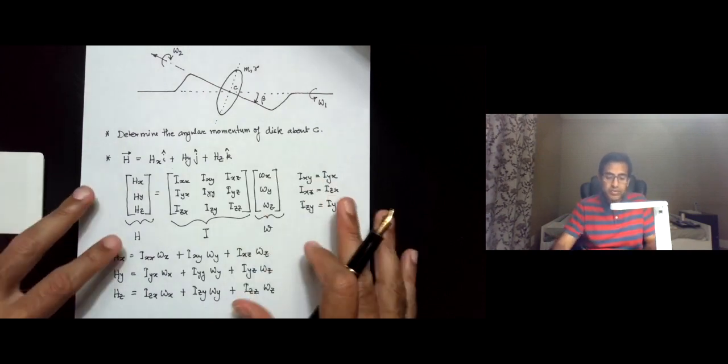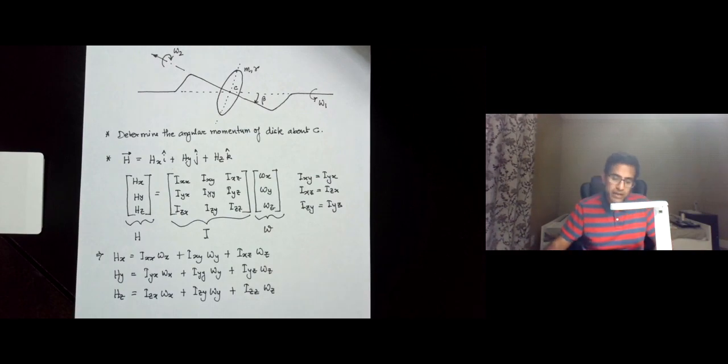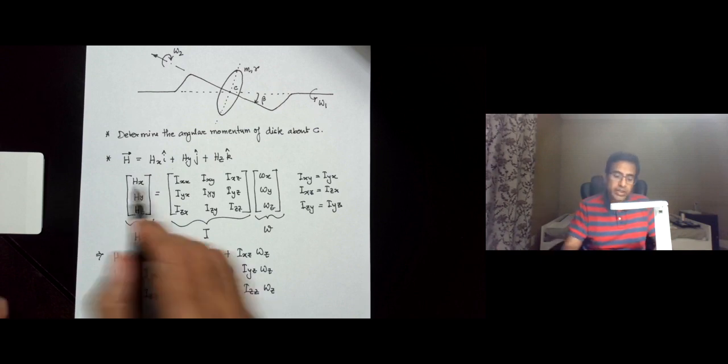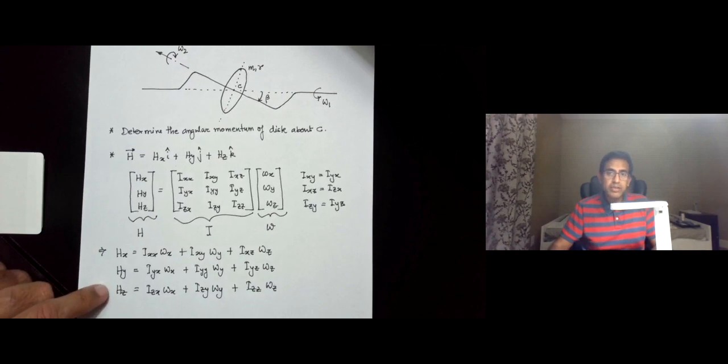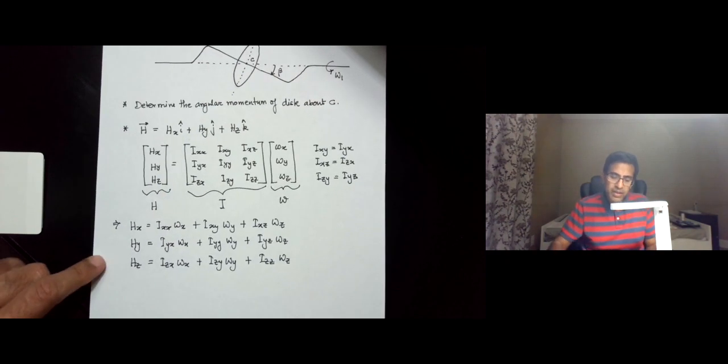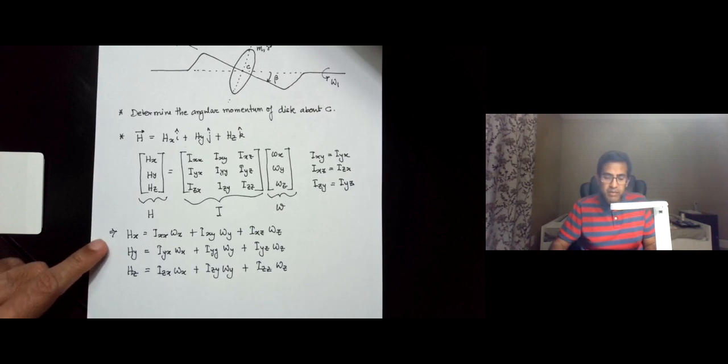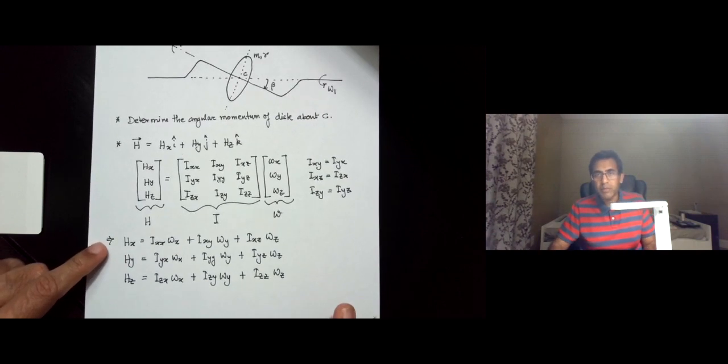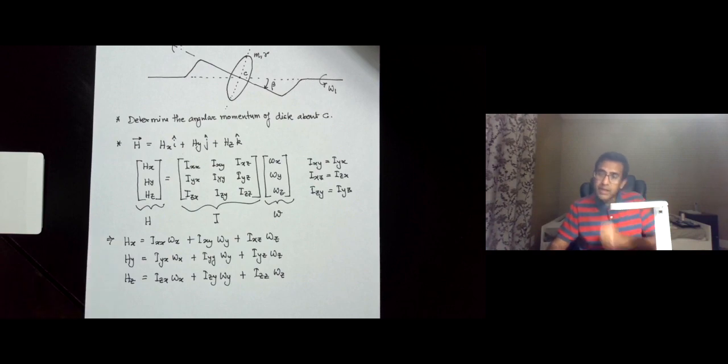Now this is true for any xyz axes that we have chosen, but the point of interest, or the point about which the angular momentum is calculated, should be either a fixed point or the center of mass. That's typically what is done. So typically the reference point about which the angular momentum is calculated is a fixed point or the center of mass.